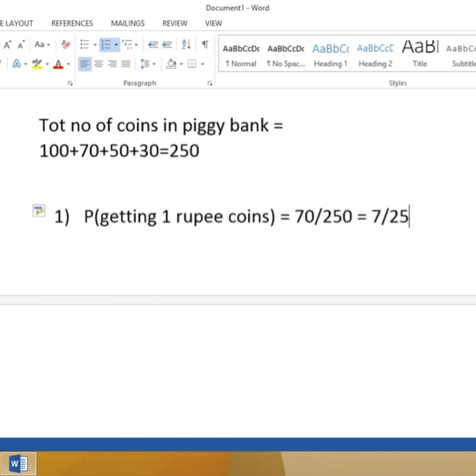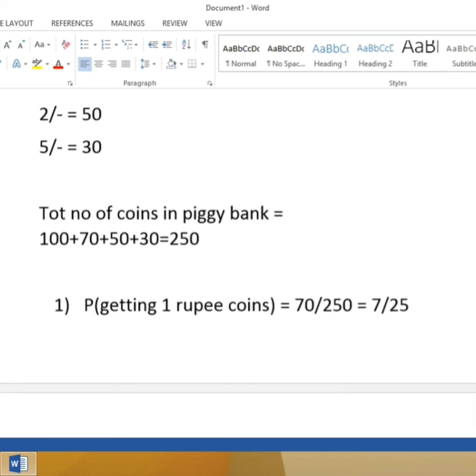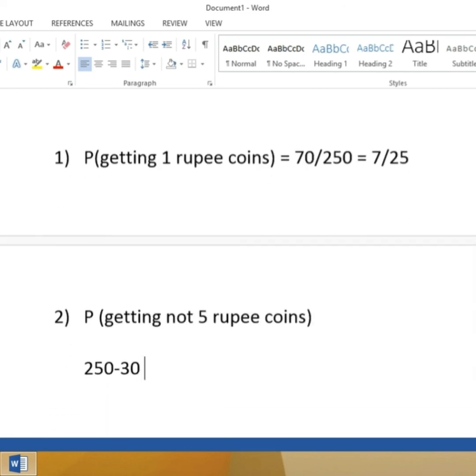This is the first part of question 9. The second part is the probability of getting not a 5 rupee coin. We just need to subtract the number of 5 rupee coins from the total to get the answer. So 250 minus 30, the count of 5 rupee coins, is 220. So the probability of getting not a 5 rupee coin is equal to 220 by 250. That's going to be 22 by 25.